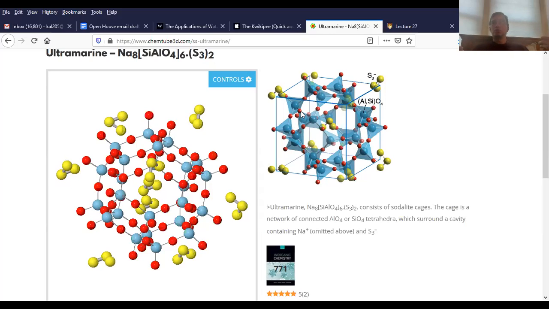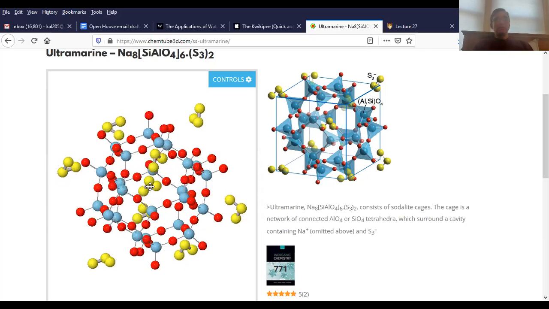For instance, oxygen could potentially oxidize these S3 minus anions. But there's no kinetic accessibility for oxygen to these anions. Therefore, these anions are quite stable. So in such a silicate structure, you can therefore stabilize otherwise quite reactive molecules or molecular ions like S3 minus.